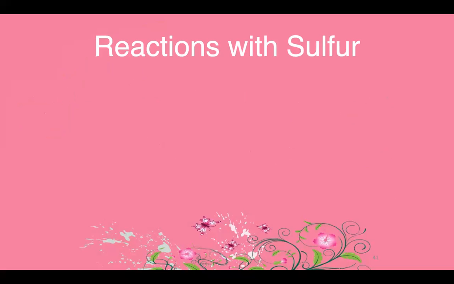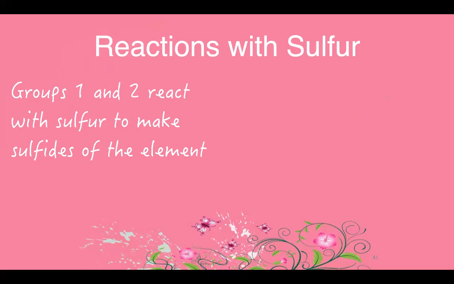Now sulfur is right underneath oxygen, so you're going to have exactly the same pattern with sulfur that you did with oxygen, only they're going to be called sulfides, obviously. So group 1 and 2 metals are going to react with sulfur to make metal sulfides. Group 1 formula will be M2S.